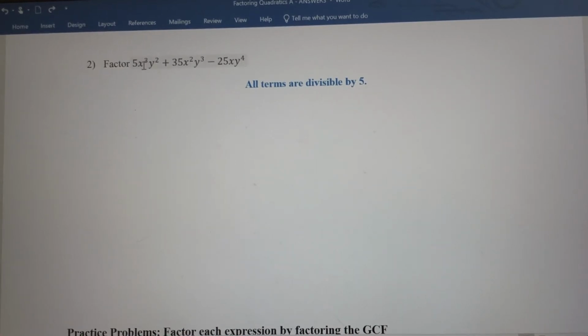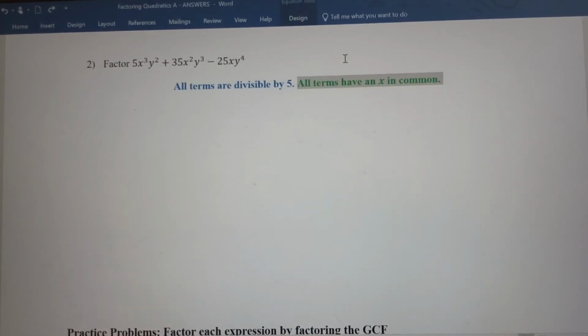There's x to the 3rd power here, so 3 x's are there, 2 x's are there, and 1 x is there. So the greatest amount of x's they have in common is 1. If I try to take out x squared, for example, this doesn't have x squared, so I can't take that out. So the most that they have in common is just this 1x. Let's look at y's next. This one's y squared, y cubed, y to the 4th. So the most amount that they have in common is this y squared.